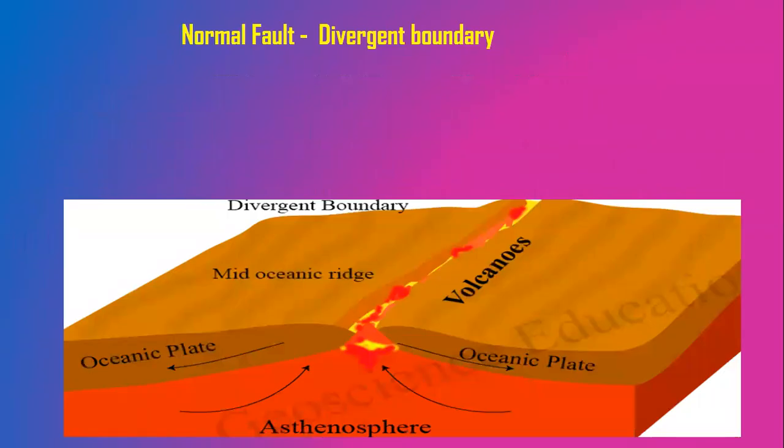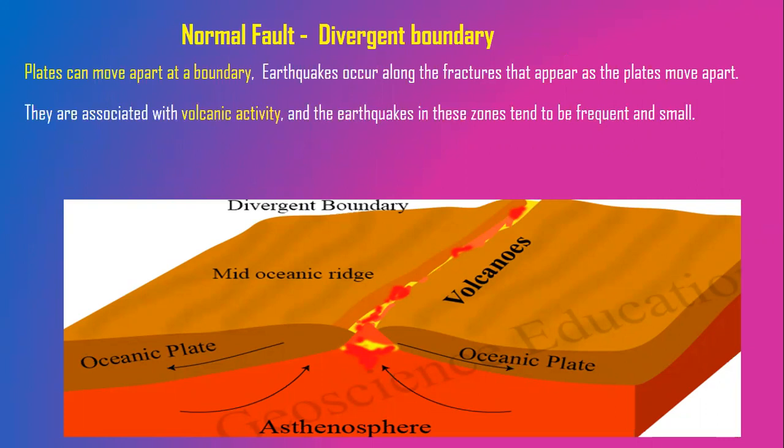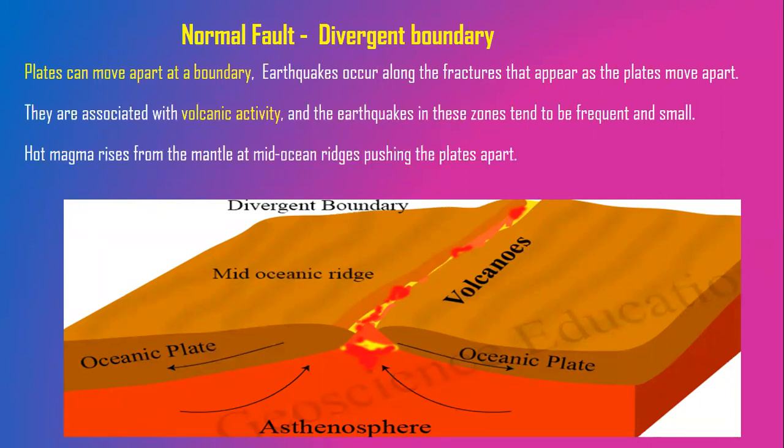Let us learn about the normal fault, that is the divergent boundary. Here, plates move apart at the boundary, and they are associated with volcanic activity, and earthquakes in these zones tend to be frequent and small. Hot magma rises from the mantle at mid-ocean ridges and pushes the plates apart. In the case of a normal fault, you need to remember that the plates move apart at the boundary.